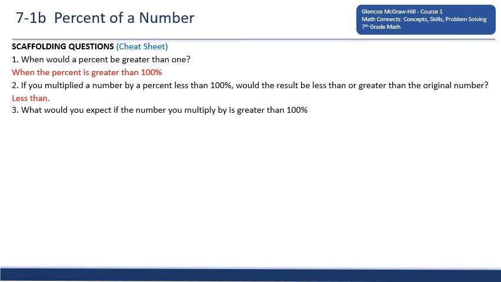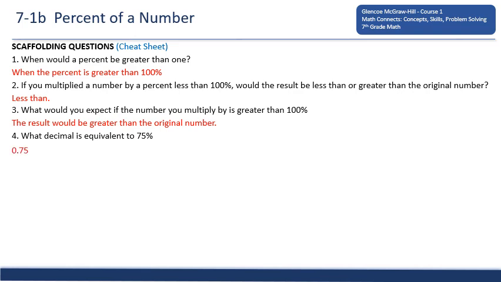Number 3, what would you expect if the number you multiply by is greater than 100%? The result would be greater than the original number. If the original number is 100%, if it's greater than 100%, it's greater than the original number. Number 4, what decimal is equivalent to 75%? 0.75. Number 5, what decimal is equivalent to 65%? 0.65. Number 6, what decimal is equivalent to 140%? 1.40.